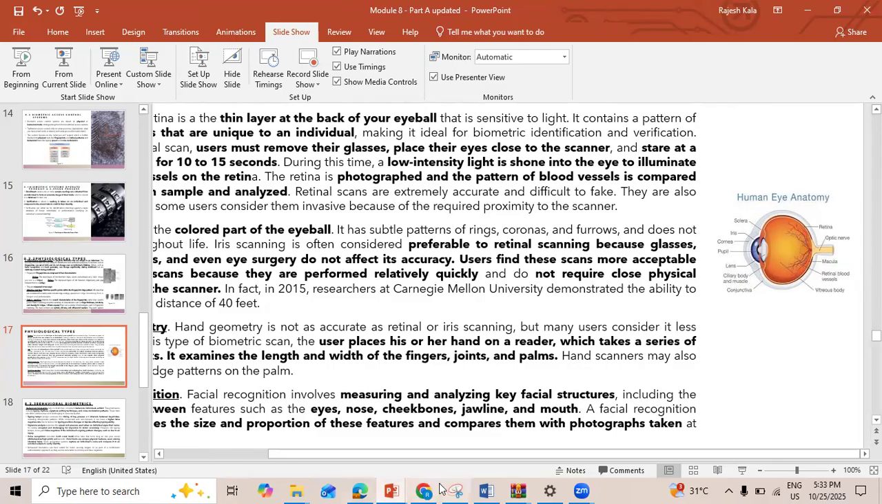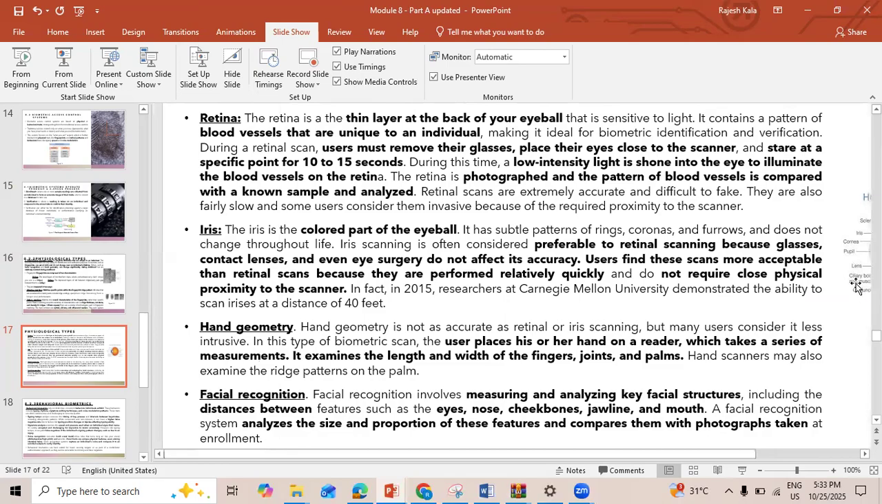Whenever you are scanning that, you have to remove your glasses, place your eye close to the scanner, and stare for about 10 to 15 seconds. A low-intensity light will be passed to the eye. It will pass through here and illuminate the blood vessels on the retina.